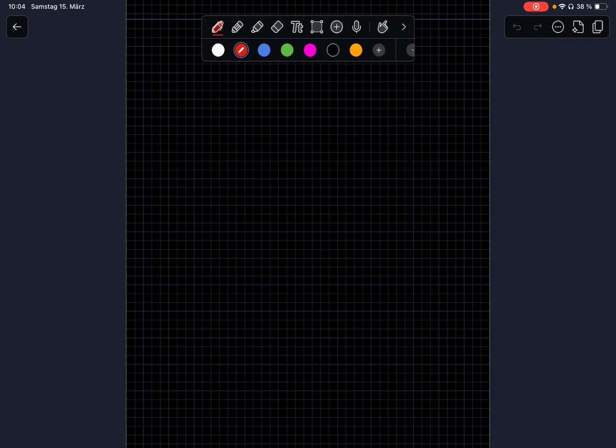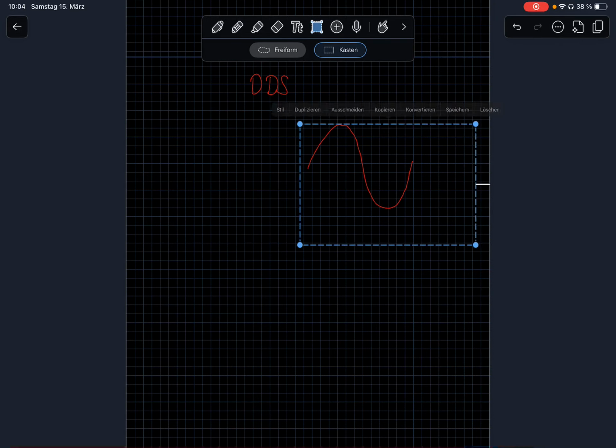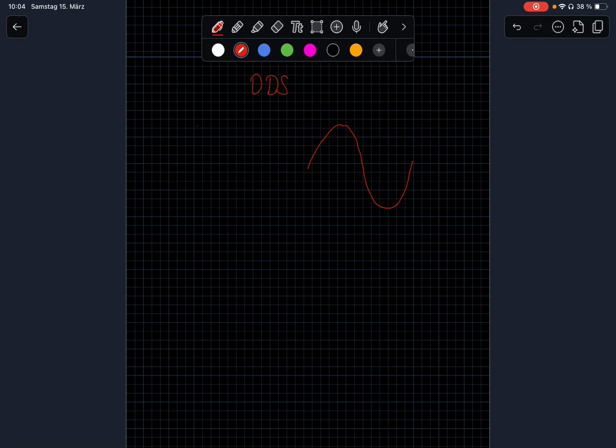Today I want to show you some DDS theory. DDS stands for Direct Digital Synthesis, and I want to show you this case that we want to generate a sinusoidal signal, which we also can present as the unit cycle. In the digital world, we can only generate discrete values, for example, like this.